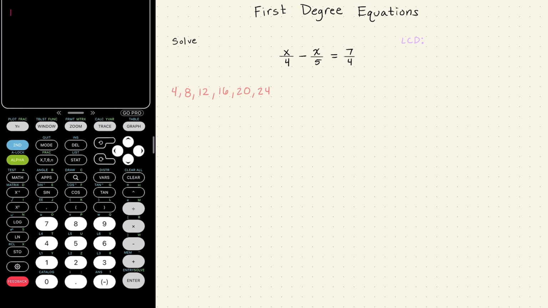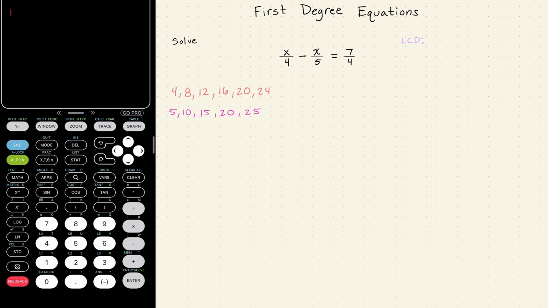Now, what are some numbers that 5 goes into? Well, 5 times 1 is 5, 5 times 2 is 10, 15, 20, 25, and I think I'll stop there.